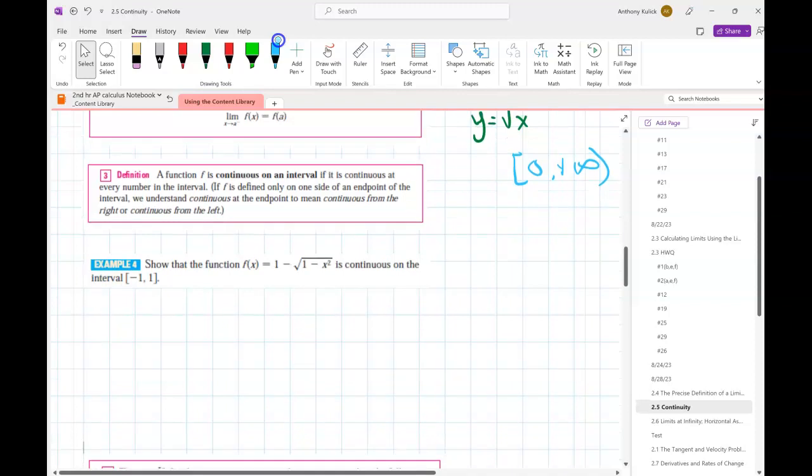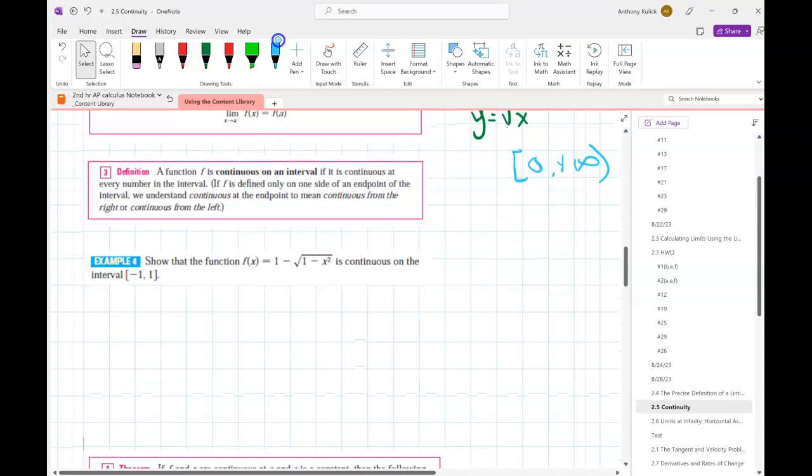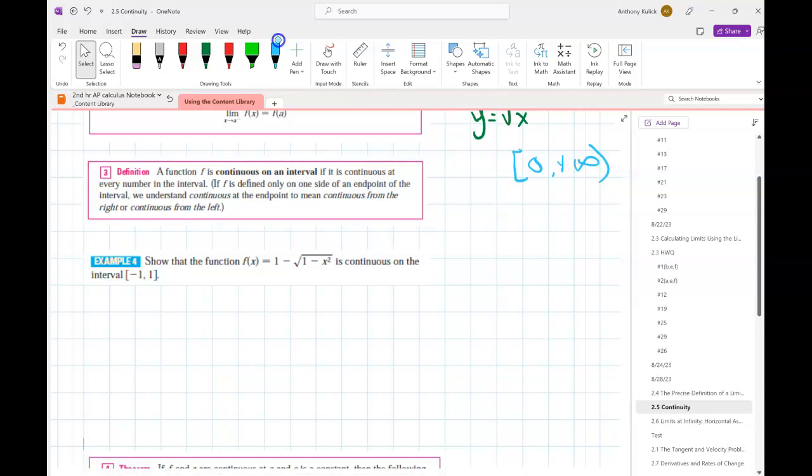So yes, go ahead. Oh, it's only continuous on one side? It's like right or left? Correct. Well, I mean, you need right-hand continuity from the left end and then left-hand continuity for the right end. So let's look at an example.